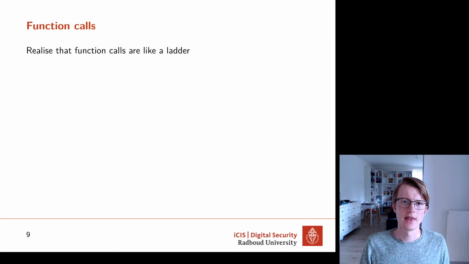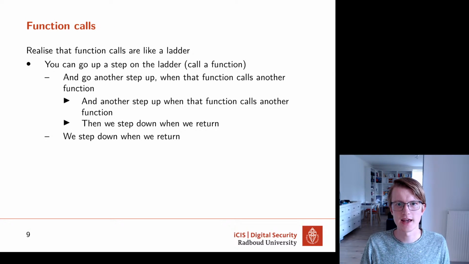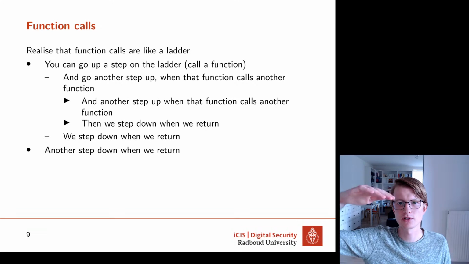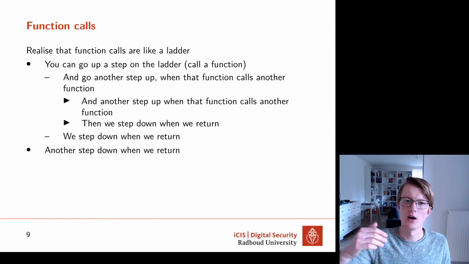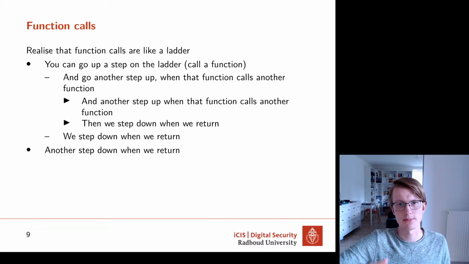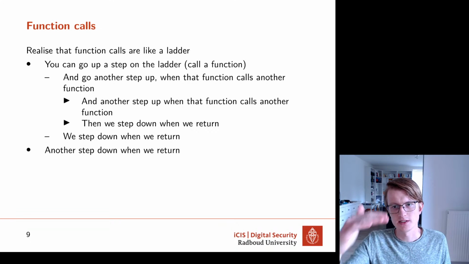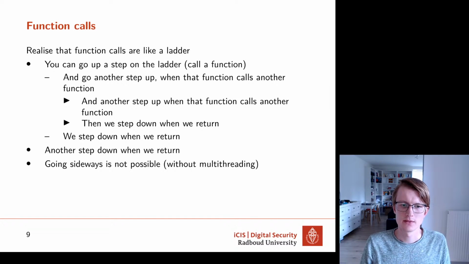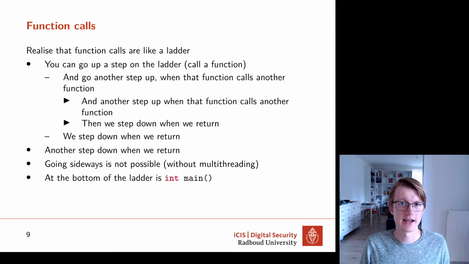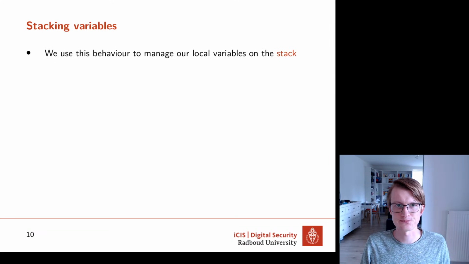and that is by realizing that functions are like a ladder. You can go up the ladder by calling another function and another function and another function, or we can go down the ladder when we step down. And when we return from functions, we do steps down of this ladder, and then going sideways is not possible. You cannot jump from one ladder to another ladder. Multi-threading makes this story a little bit complicated, but then you could say there are multiple ladders, but yeah. At the bottom of the ladder, we put this main function.